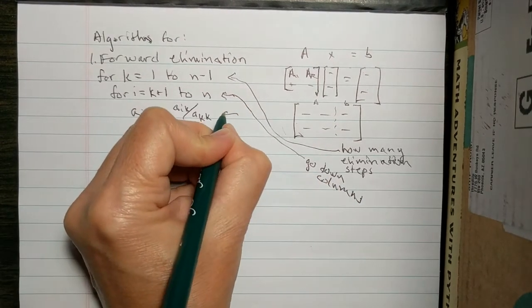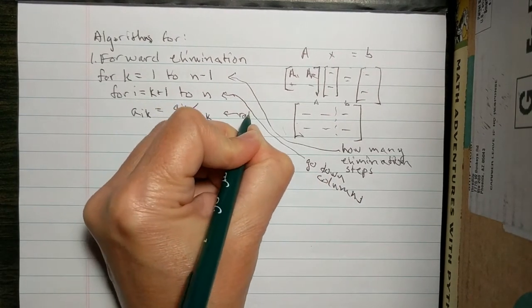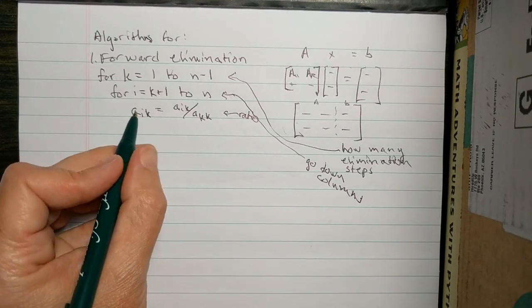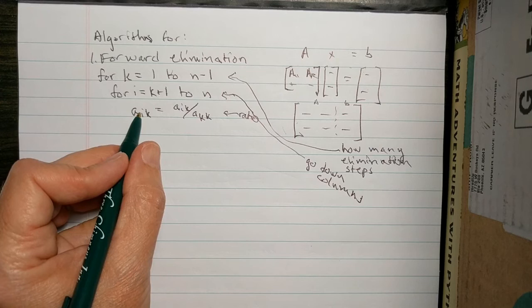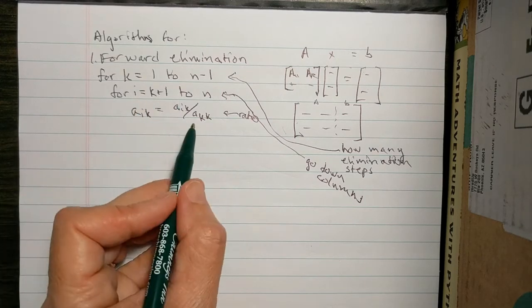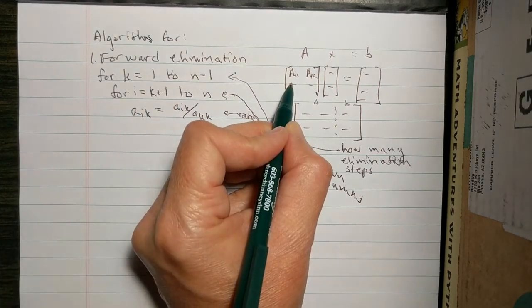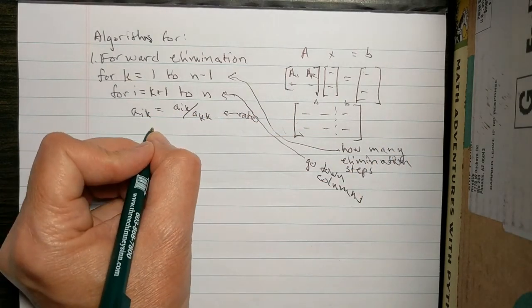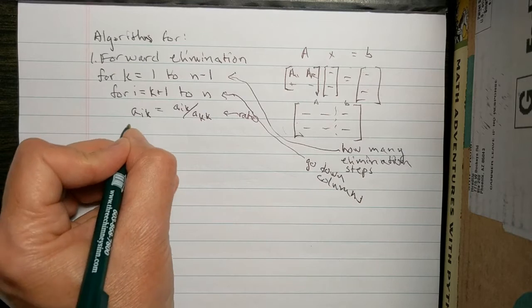This is our ratio, and we're storing it on scratch paper. All right, and then if we're going to perform row operations on this part, we have to fix the rest of the row too. So this next loop is going to be fixing the rest of the row.